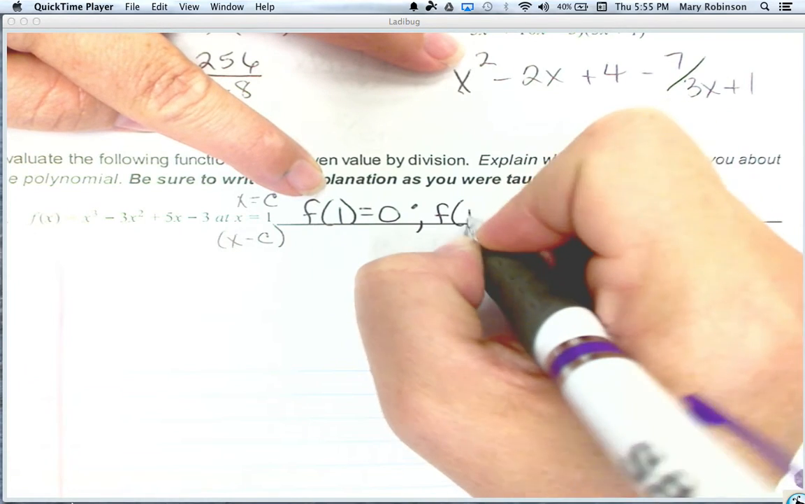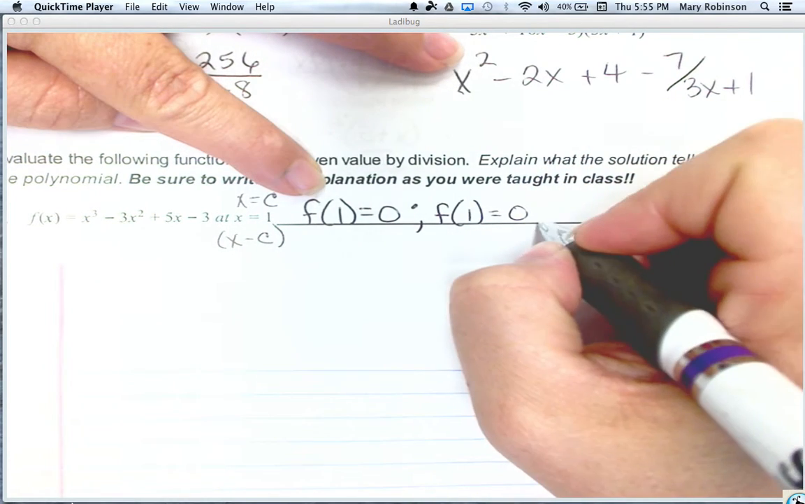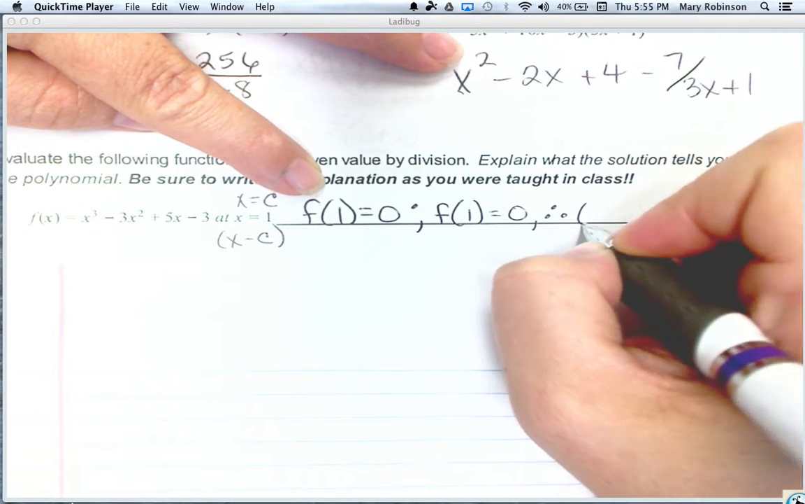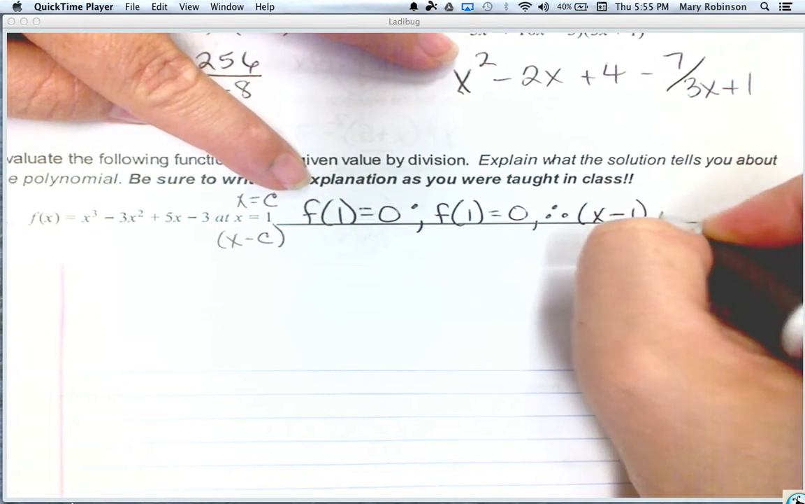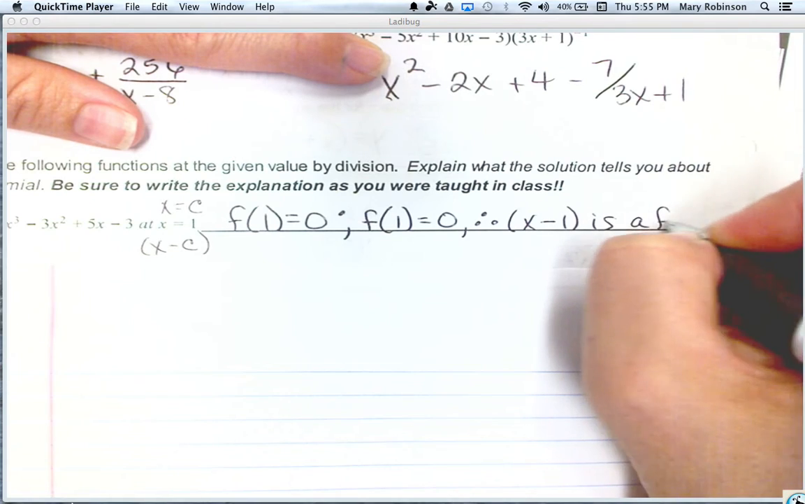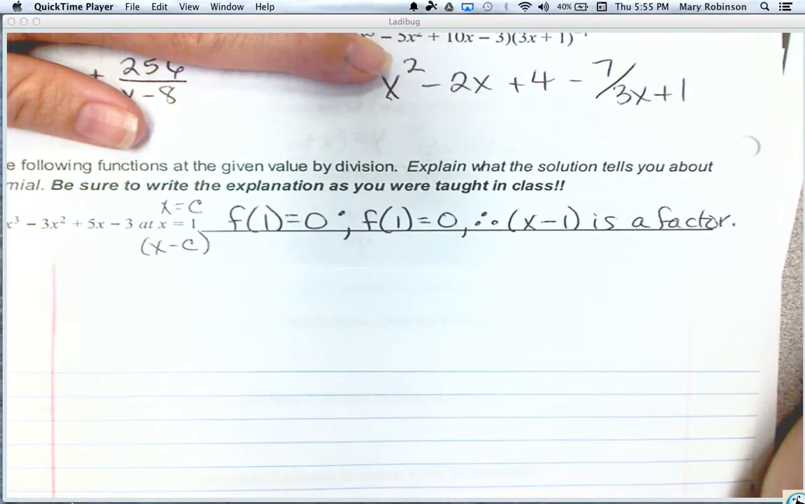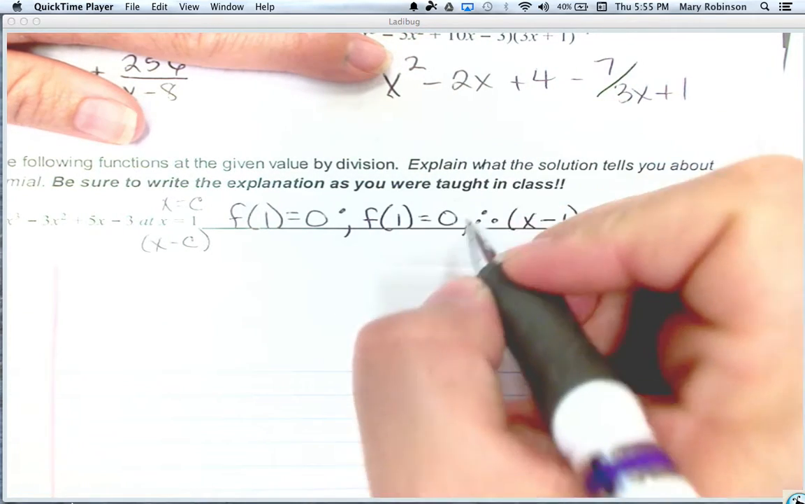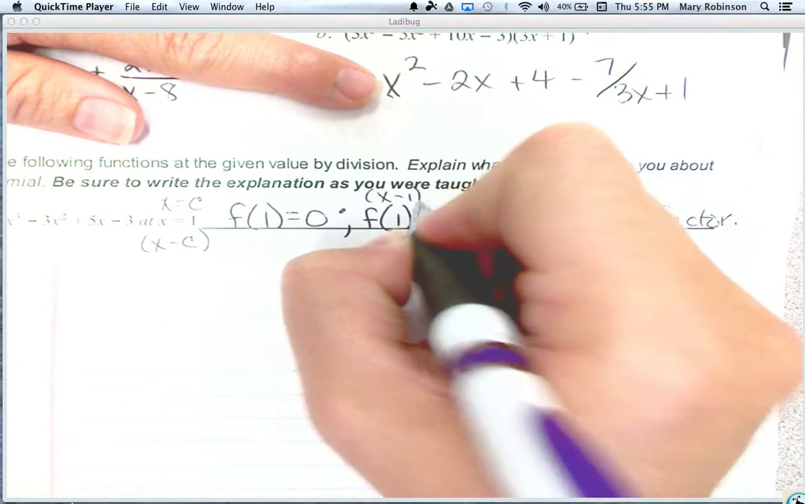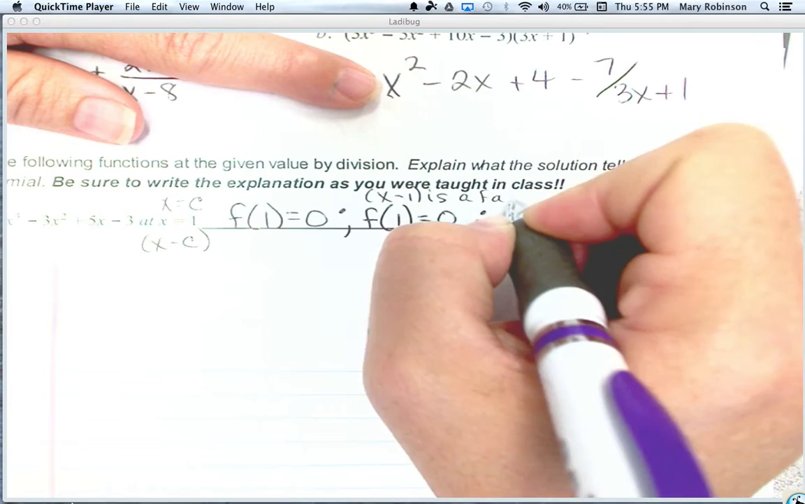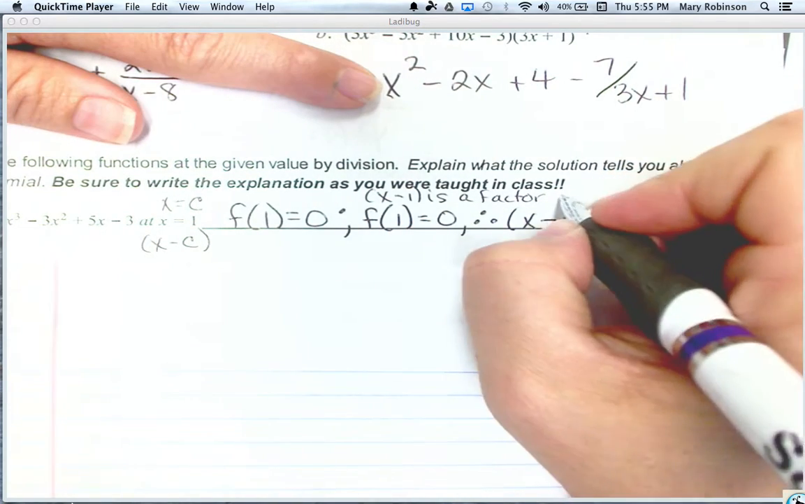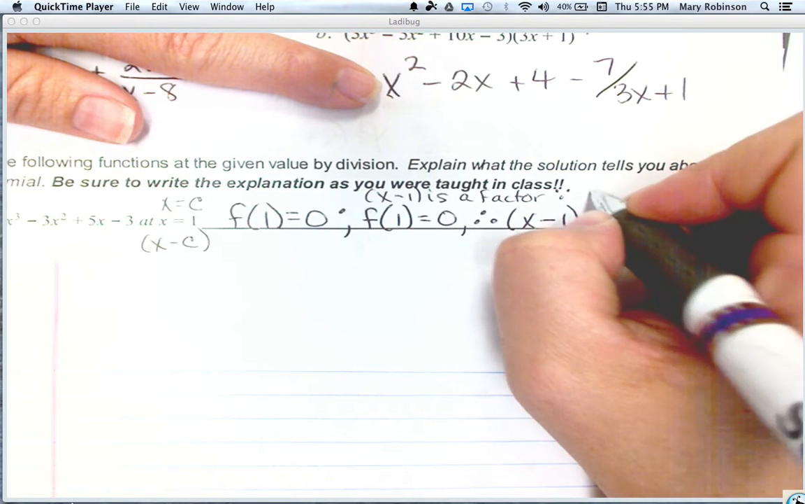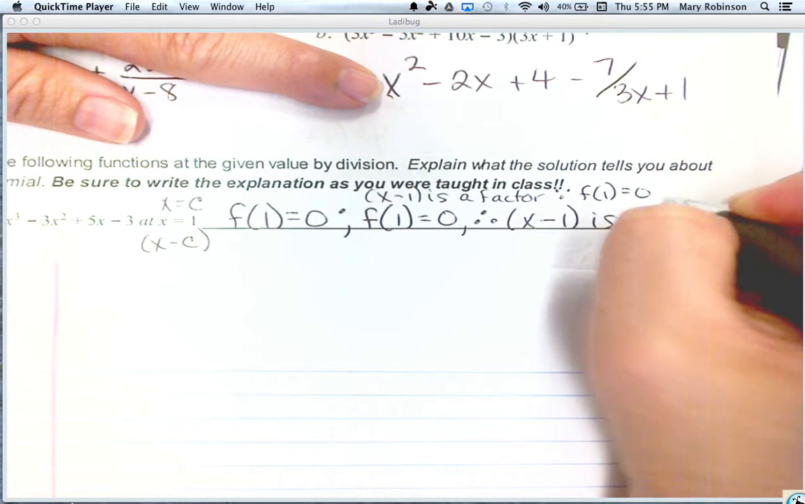So f of 1 is equal to 0, therefore x minus 1 is a factor. The other one would be x minus 1 is a factor. I'm just going to write it up here in case you like to do it that way. Is a factor because, so use the inverted dots, because f of 1 equals 0. Okay?